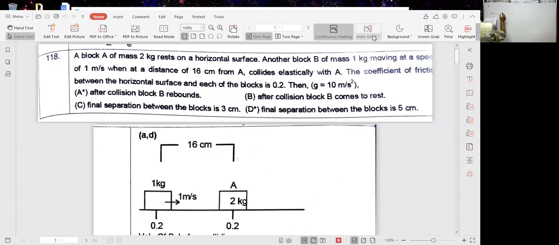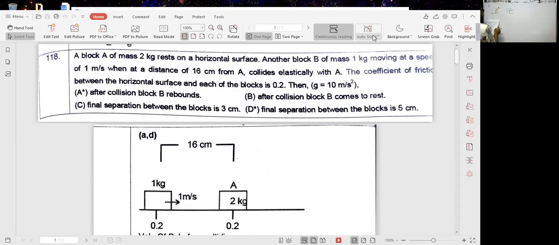A block of mass A is at rest. Suppose this is block A. That block A, having mass m1 equal to 2 kg, is at rest, which means the initial velocity is 0. It is kept on the horizontal surface. Another block B of mass 1 kg. Suppose this is block B of mass m2 equal to 1 kg.